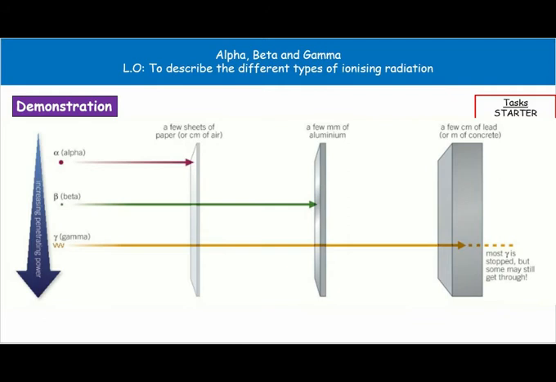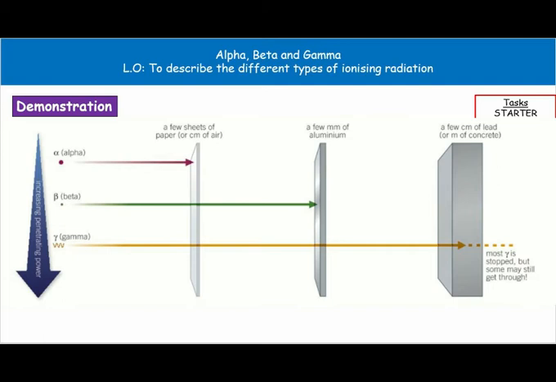So hopefully that demonstration actually shows you what happens with different radioactive sources when we place different materials in front of them. And what we were doing in that experiment was we were showing the different penetrating powers of the types of radiation. Now we can summarize that experiment down into the diagram on your screen at the moment.